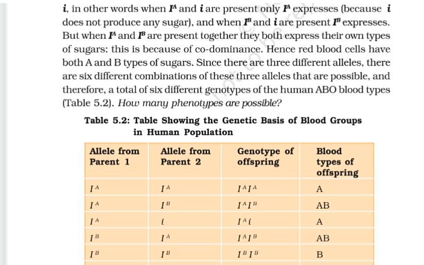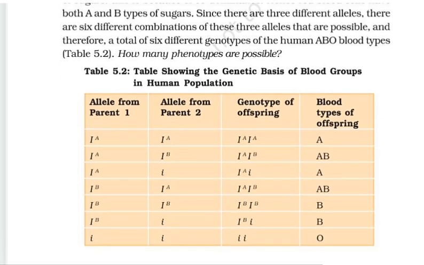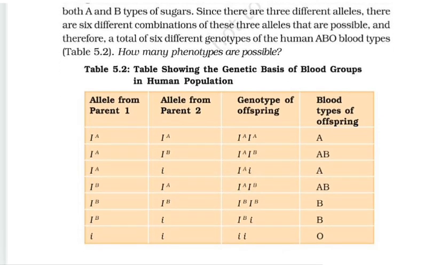कितनी? Since there are three different alleles, there are 6 different combinations of these three alleles that are possible. कितने? 6 different combinations, and therefore a total of 6 different genotypes of the human ABO blood group given in the table 4.0. How many phenotypes are possible? कितने phenotype possible है बताओ. Answer is there are 4 possible phenotypes of blood group for the 6 possible genotypes of the human ABO blood types.